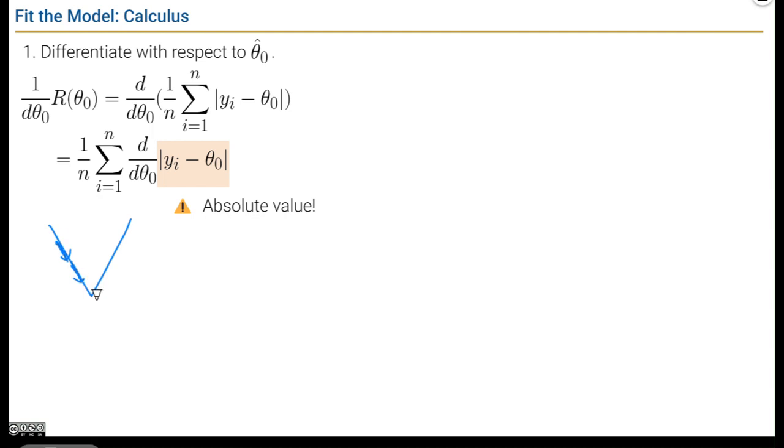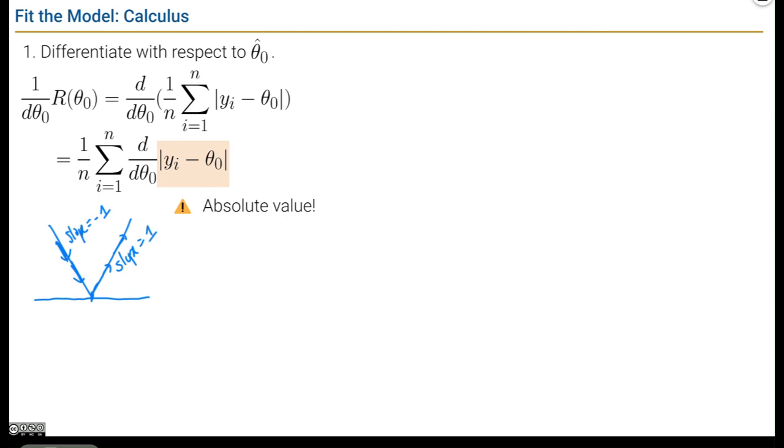So you can notice if I'm here to the left of this V, like the vertex, my slope will be -1, or it's going to depend on exactly how sharp of a curve that is. But if this is just y sub i minus theta naught, my slope will be -1. And to the right, my slope is +1. And actually at the vertex, the slope is not defined.